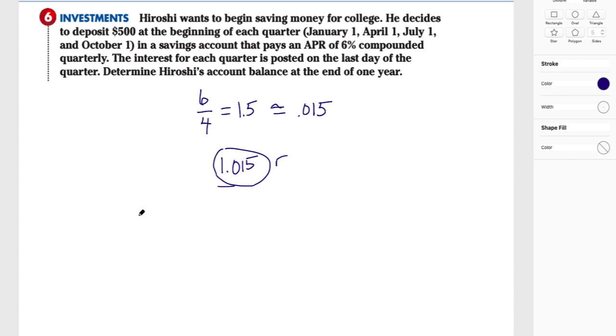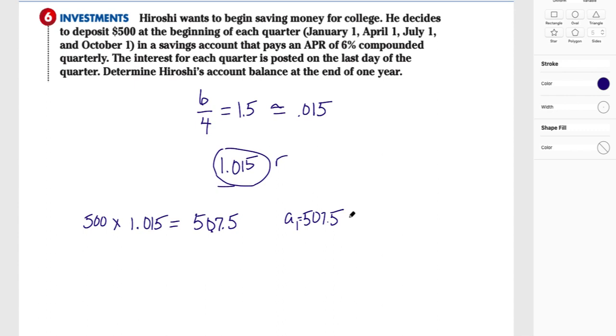So now the first value is going to be what we get when we plug in the first $500. So when we plug in $500 and we multiply by 1.015, what we end up getting is $507.50. So that's going to be our A sub 1. So A sub 1 is equal to $507.50. And then we can continue using that common ratio to find A sub 2, A sub 3, A sub 4, all the way up to A sub 4.